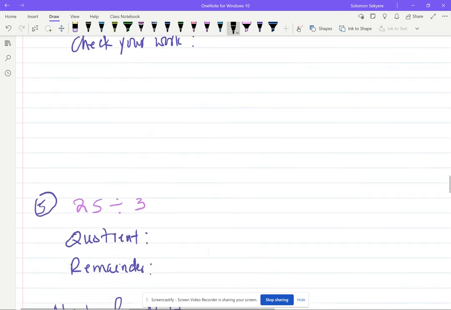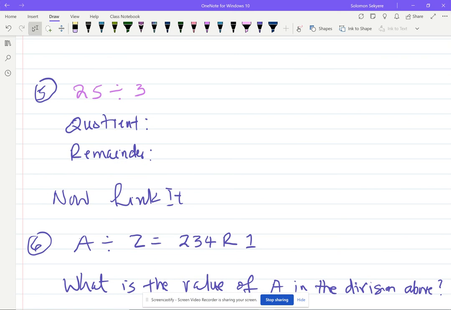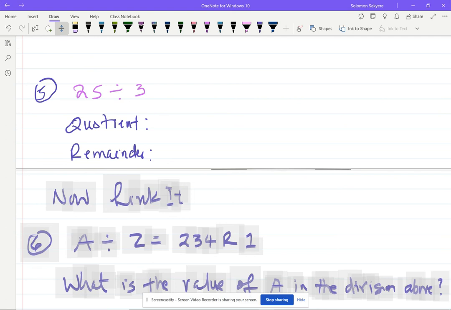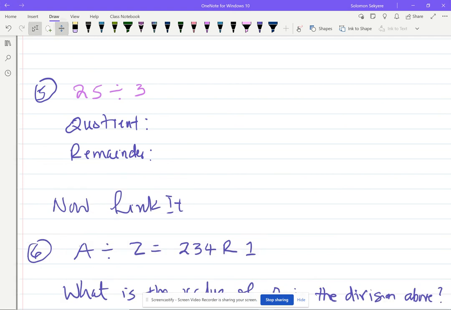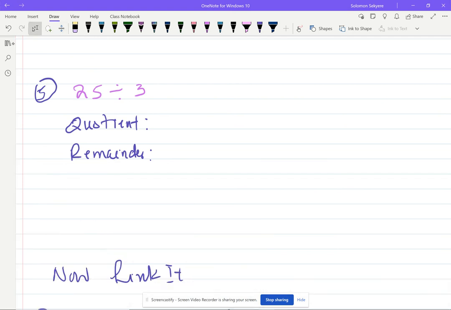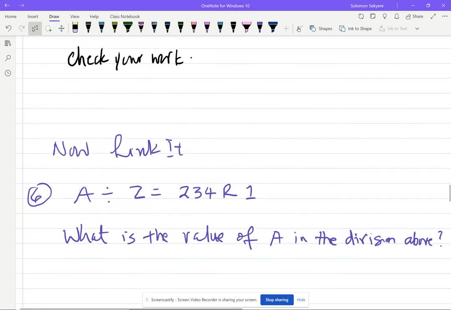Okay. Try these two. 25 divided by 3. What is your quotient? What is your remainder? And then I will say, check your work. How do you check your work? Multiply your quotient by 3, and when you add the remainder, you should get 25. If you don't get 25, then you've made a mistake.